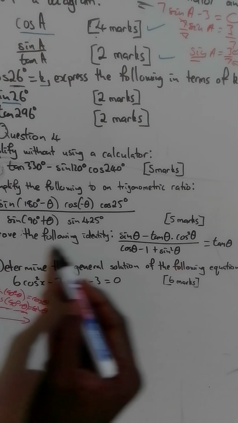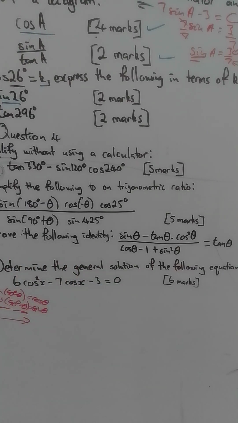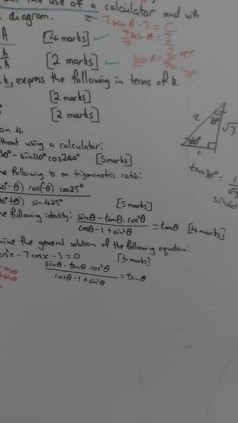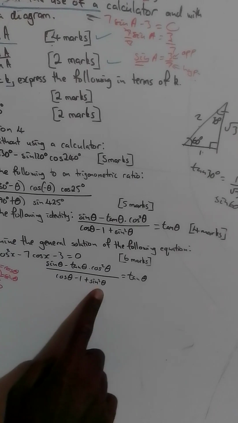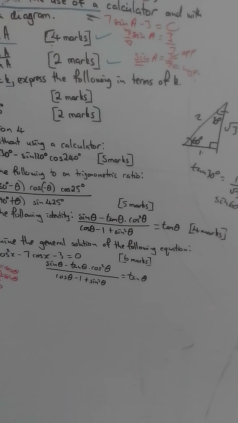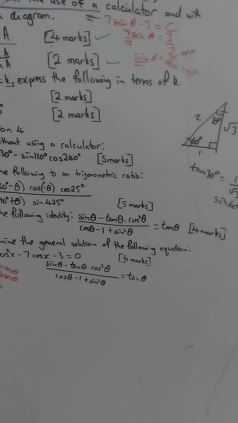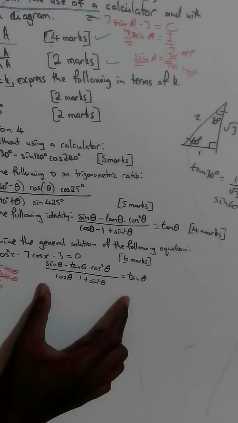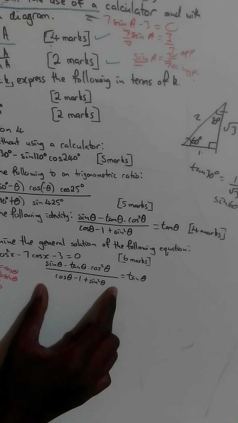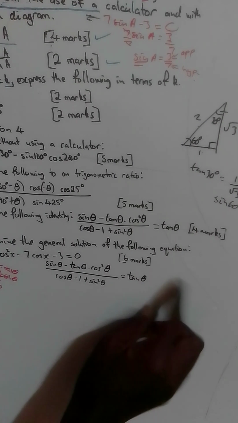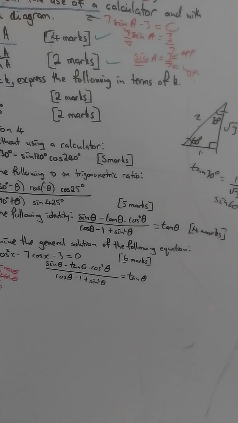All right. So on this particular question, what are we given? We are given that we must prove the following identity: sin theta minus tan theta multiplied by cos squared theta all over cos theta minus 1 plus sin squared theta is equal to tan theta. So this is an identity. When you've got an identity like this one, the left hand side has got a lot more things to work on than tan theta, because tan theta is just sin theta over cos theta.